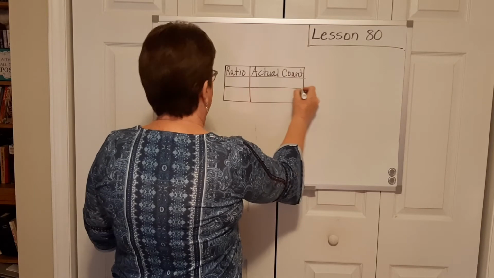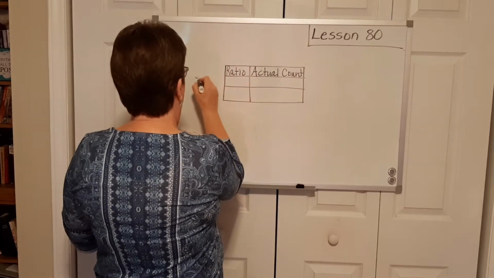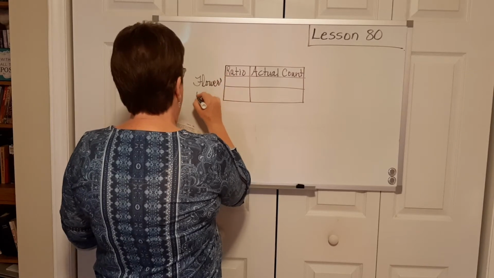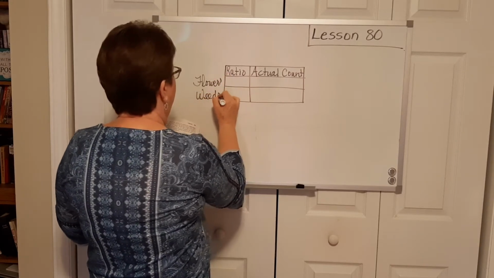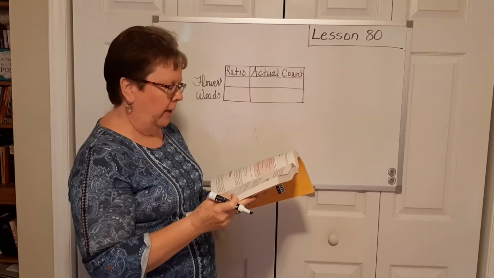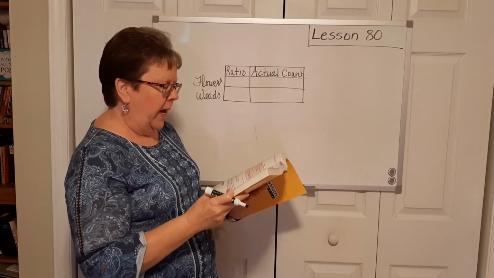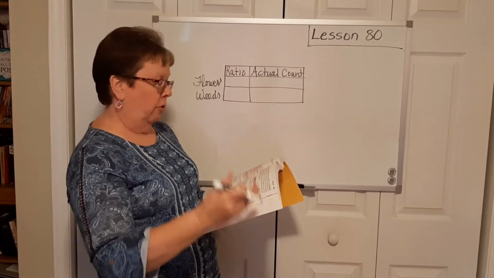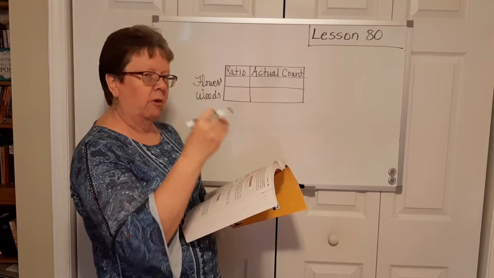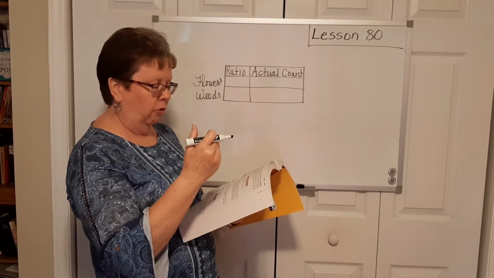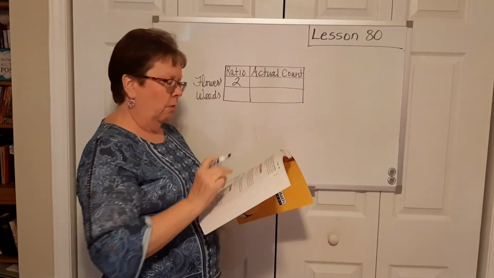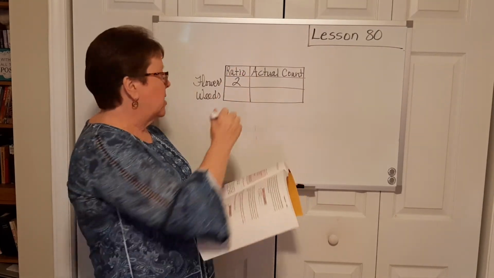Then it gives us the ratio of flowers to weeds. Now, I want to go back and read my problem again before I fill this in, to make sure I'm filling it in correctly. The ratio of flowers to weeds. So the first number is going to be flowers, because it tells us the ratio of flowers is first, flowers to weeds. So flowers would be 2, and then the weeds would be 5.